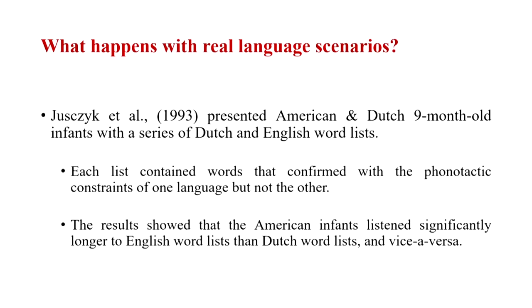The results showed that American infants listened significantly longer to English words and less long to Dutch word lists, whereas the Dutch infants listened much longer to Dutch words than English words. So basically, what we are seeing is that the same pattern of picking up transitional probabilities happens in real language scenarios, with real word lists, as well. And interestingly, children are picking up the transitional probabilities specific to their language and not more generally, as was happening in the case of perceiving phonemic contrasts.